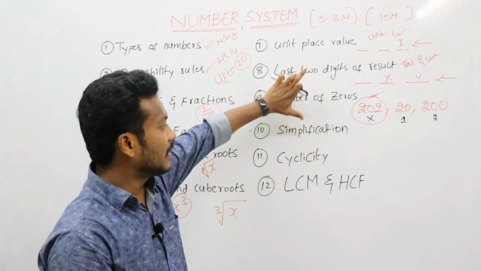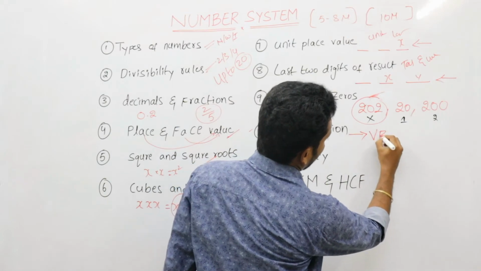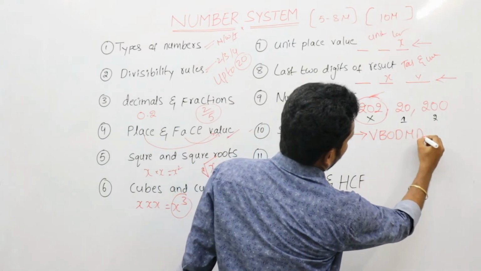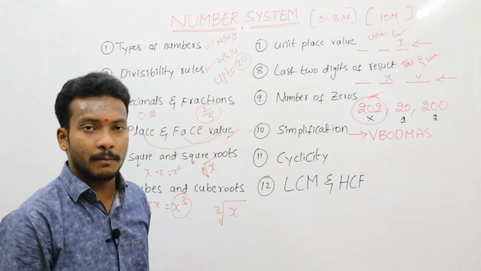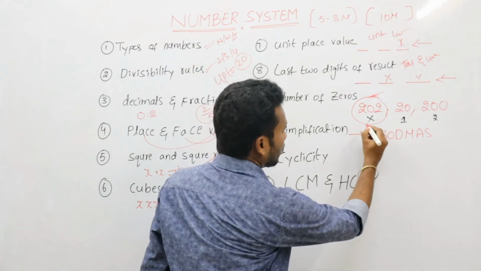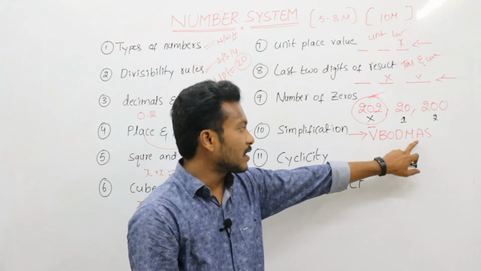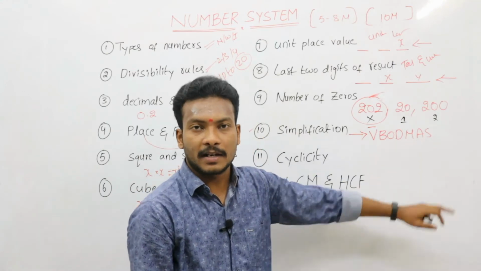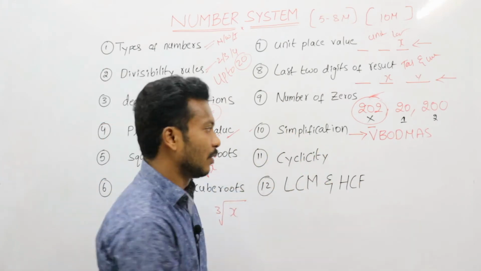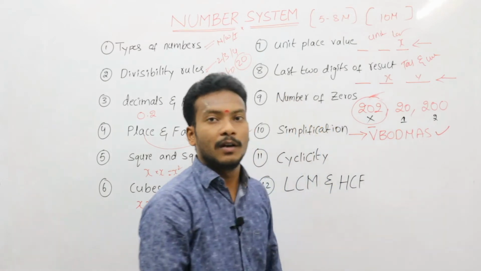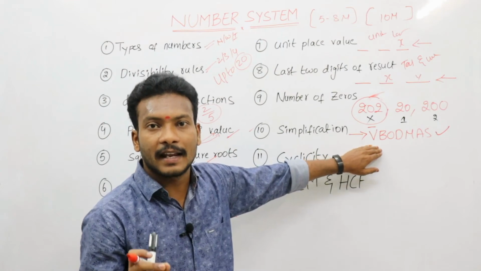Simplification is the main thing in this chapter. Simplification depends upon VBODMAS. What is meant by VBODMAS? V is Vinculum, B for brackets, O for of, D for division, M for multiplication, A for addition, S for subtraction. Whenever we are doing a simplification, we compulsorily have to follow this rule. Without this rule, the answers go wrong in an exam.